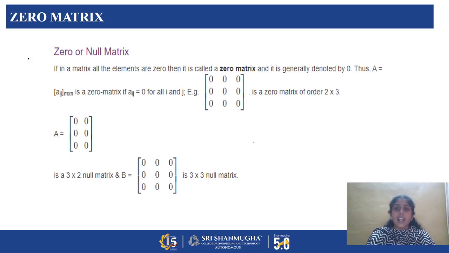Next, zero matrix or null matrix. If all the elements of a matrix become zero, we call it a zero matrix or null matrix. See, for example, if I take A equal to this 0 0 0 0 matrix, this is a 3 cross 2 matrix, 3 rows and 2 columns. Right? This is a 3 by 3 null matrix. When all the elements become zero, we call it a zero matrix.